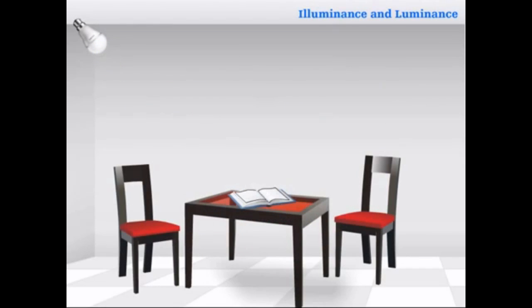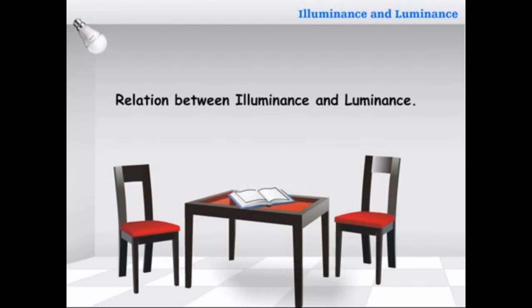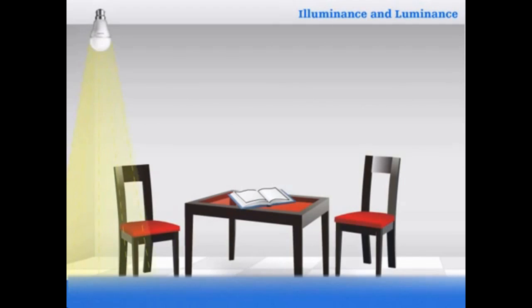Now let us understand the relation between illuminance and luminance. In the case of a light-reflecting surface, the luminous intensity that the surface emits is usually not known, but very often the illuminance on the surface is. Illuminance is independent of the type of surface. It doesn't matter if it's a wall, floor, desk, or tabletop, or anything else. It only depends on the amount of light falling on that surface.